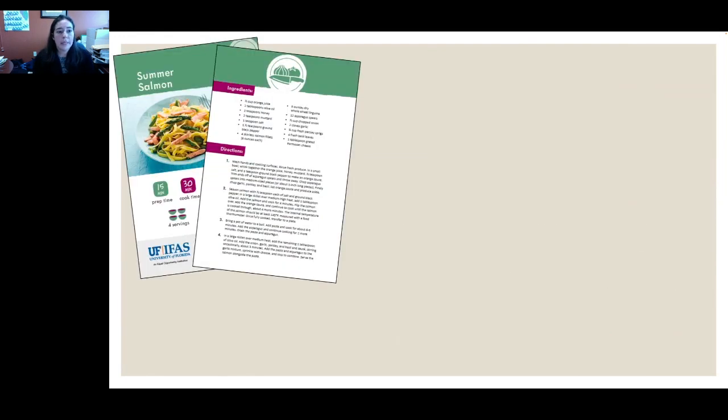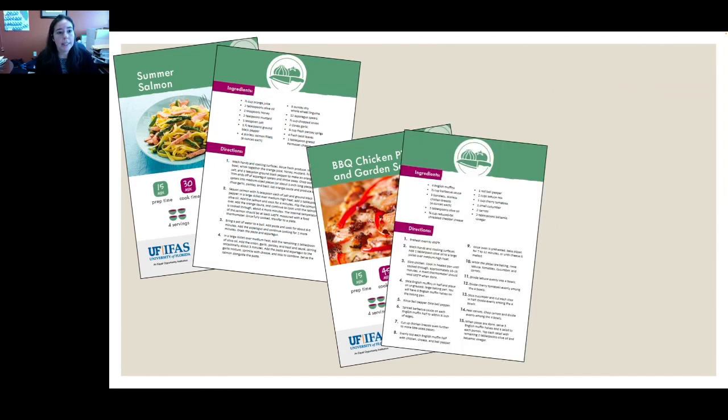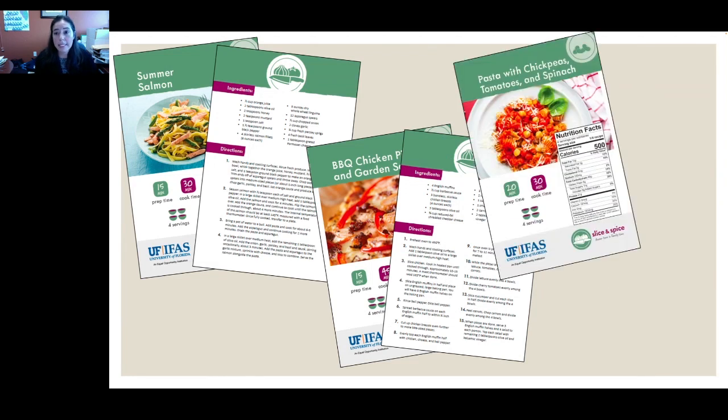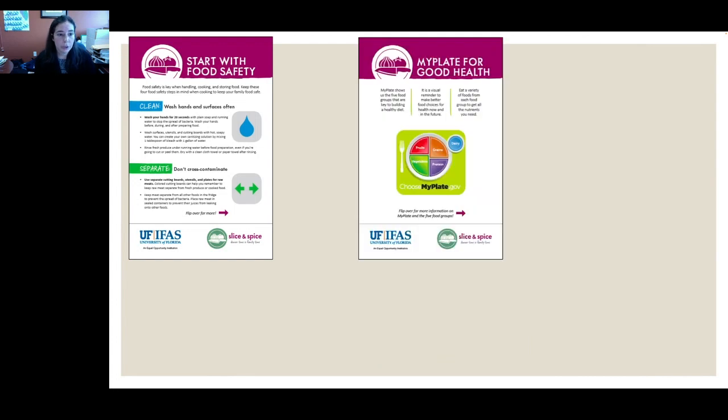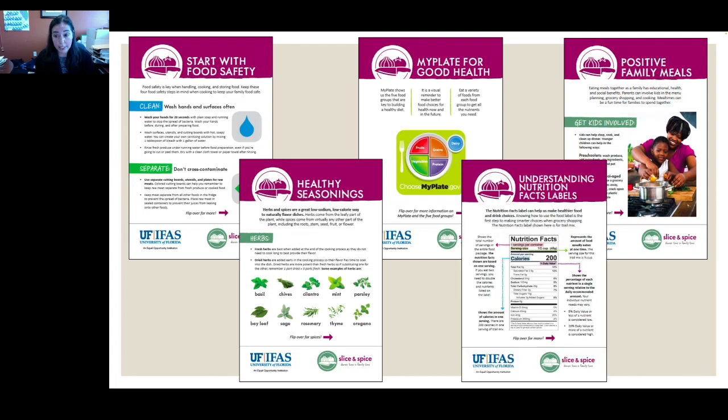So this is what the recipe cards looked like that were in the boxes. So we did nutrition analysis. We had really clear instructions. The ingredients were listed. And then this is what some of the indirect nutrition education looked like. Again, we had several dietitians involved in developing this program.